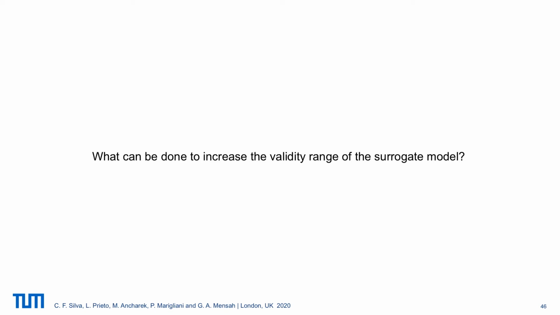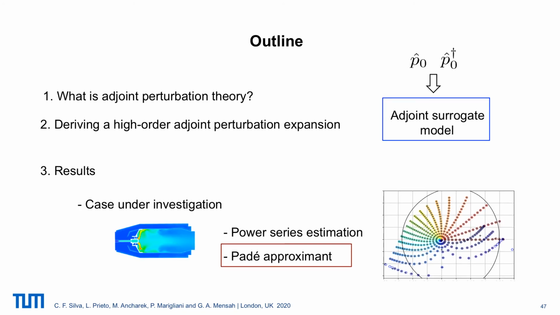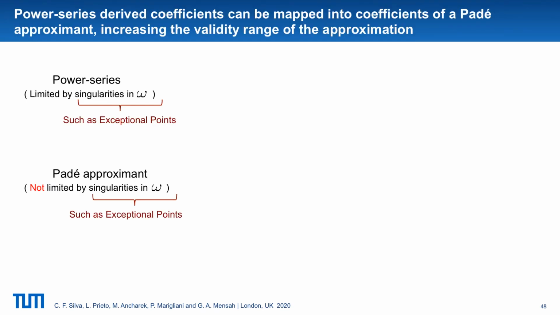But now we may ask, what can actually be done to increase the validity range of the surrogate model, here proposed by power series and adjoint-based perturbation theory? Well, let's take a look at the Padé approximant. We just saw that the radius of convergence of the power series is limited by singularities in omega. This can actually be understood.